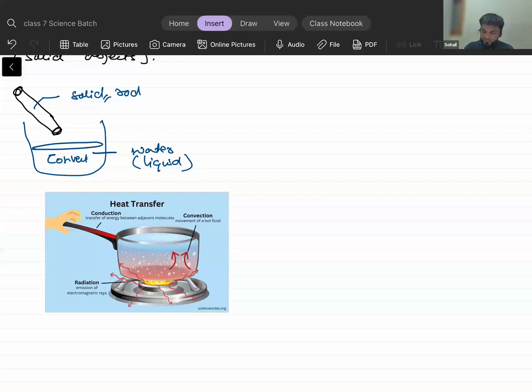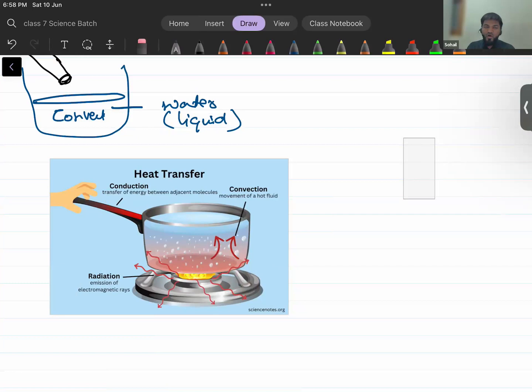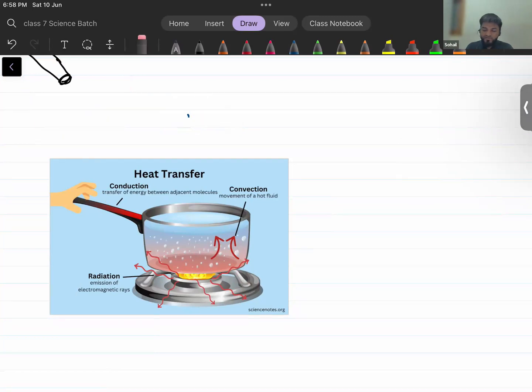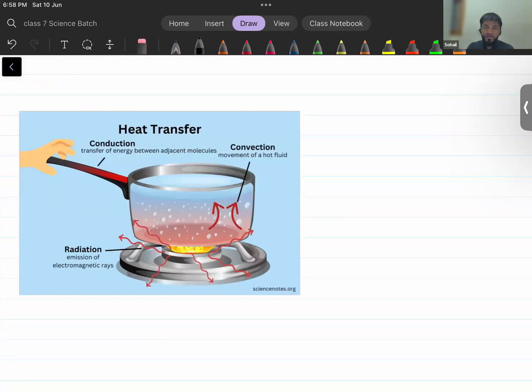You can see the screen. See here, all three different modes of transfer of heat we can observe here. Study the figure. What is happening? The water is being boiled on a gas burner here. If someone was to touch the handle of this utensil, he will experience that it is hot. It is made up of metal here. And the heat is transferring between the adjacent molecules of this handle via conduction.